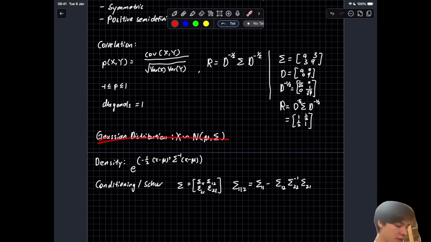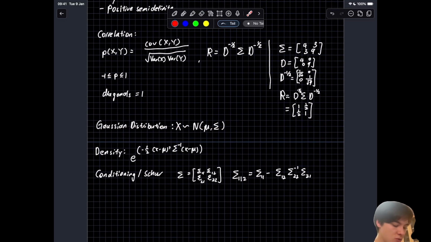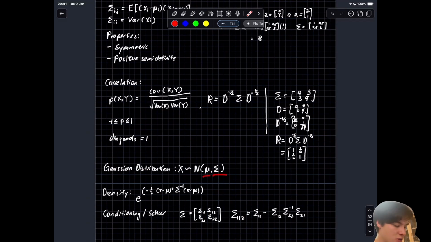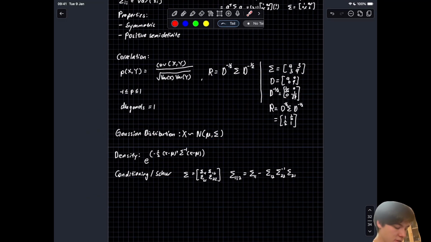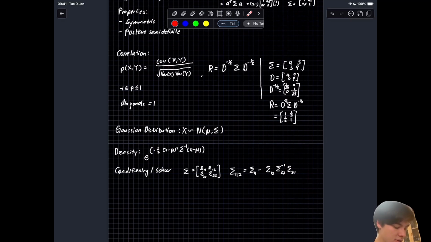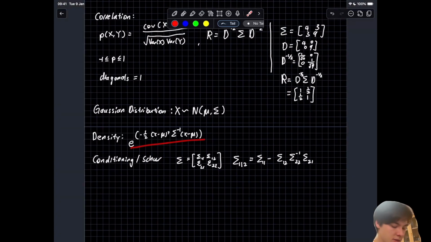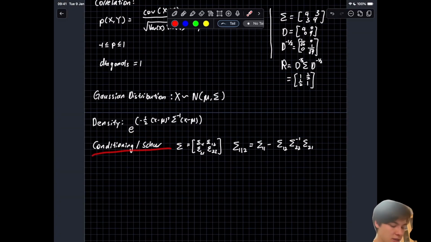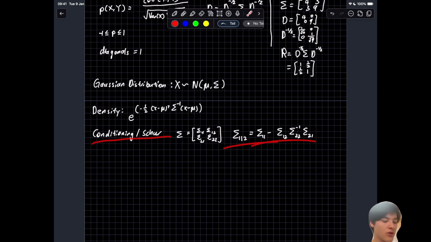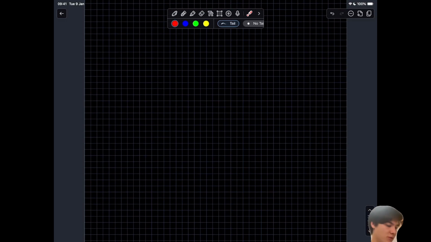And yeah, where do we see it? Gaussian distributions. We have our mean and covariance matrix. The density function would look like this. Yeah, and conditioning, sure. We also saw this, we already went through this before.